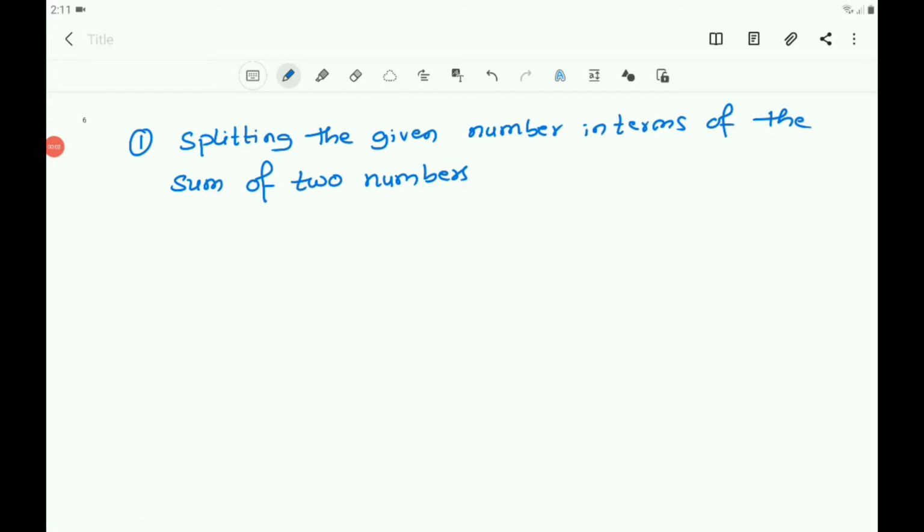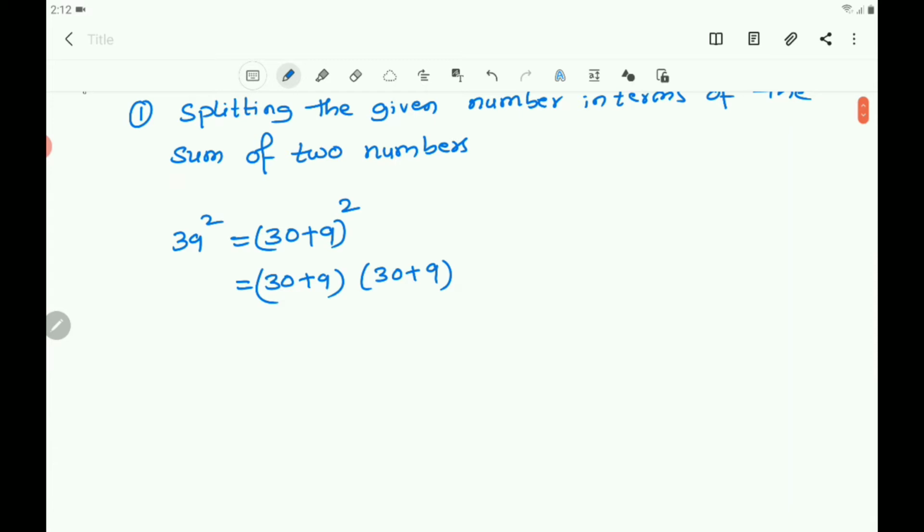Now let us use the first method, that is, by splitting the given number in terms of the sum of two numbers. Let us take one example. Find the square of 39. So you take 39 square, and 39 can be expressed as a sum of 30 plus 9. So 39 square is equal to 30 plus 9 whole square. 30 plus 9 whole square means the product of 30 plus 9 and 30 plus 9.